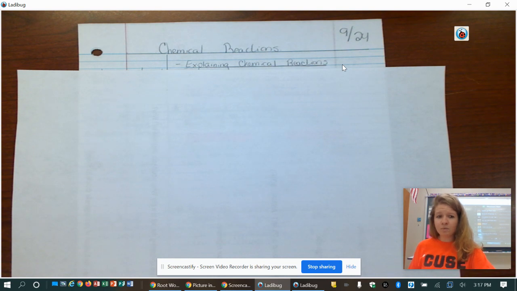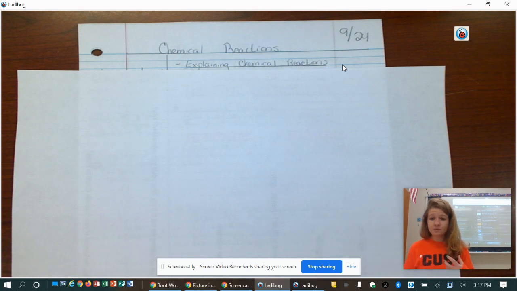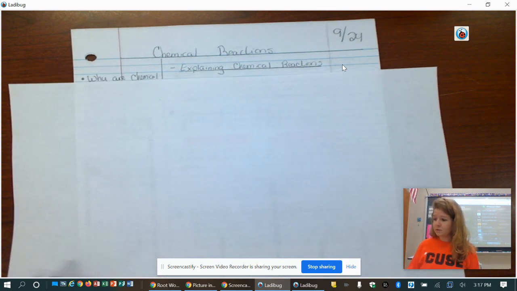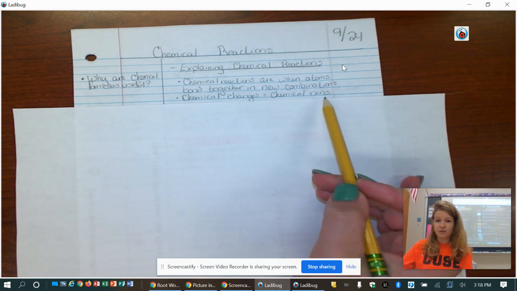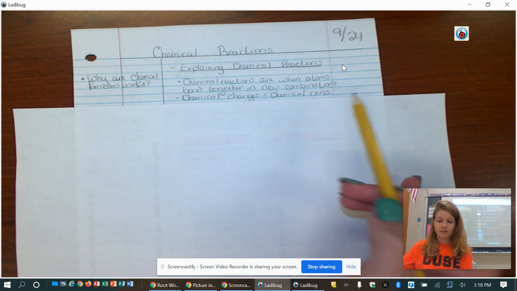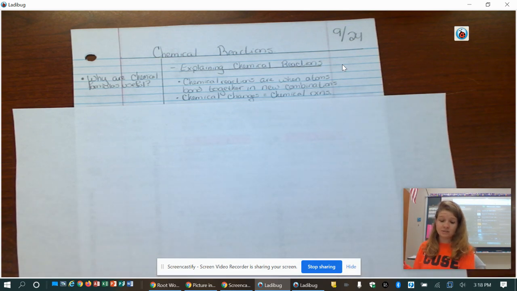So I wanted to see what the main ideas were. What do I want to pull out of that reading? Because I don't want to put that whole paragraph in my notes. I just want what I think is super important. So what I wrote is chemical reactions are when atoms bond together in new combinations. And at the bottom, I put chemical changes equal chemical reactions, because I know with those symbols, whenever I see a chemical change, I'm going to think of a chemical reaction. And RXN is a way you can abbreviate reaction so there's less writing to do. And that's it. I was able to summarize that whole paragraph in 2 bullet points.